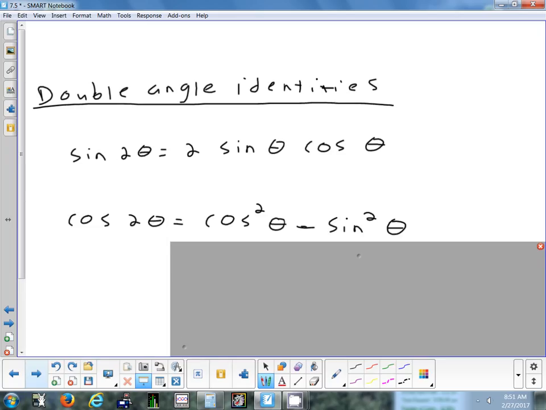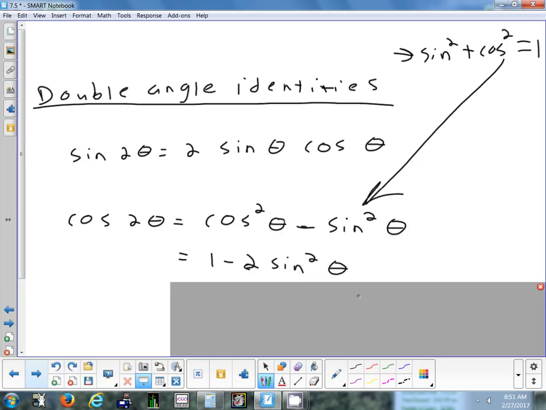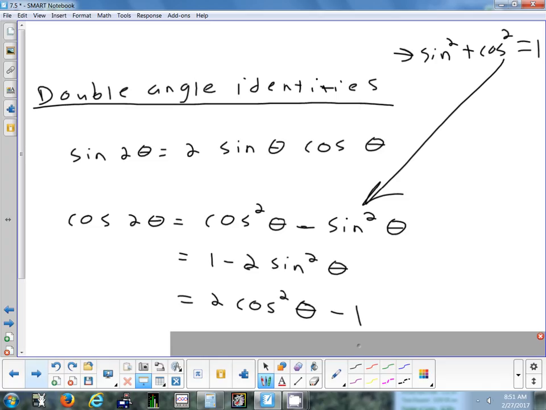Okay. With cosine 2 theta, there's actually 3 ways to do it. If you just accept you can do it this way, okay, without me going through a proof, you can use this idea to rewrite this 2 other ways. That's a Pythagorean identity. We did that a while ago. People remember that one? Sine squared plus cosine squared equals 1. You can substitute in using this into that. And if you do that, that's one way to rewrite it, just in terms of sine. And another way you can rewrite it is just in terms of cosine.